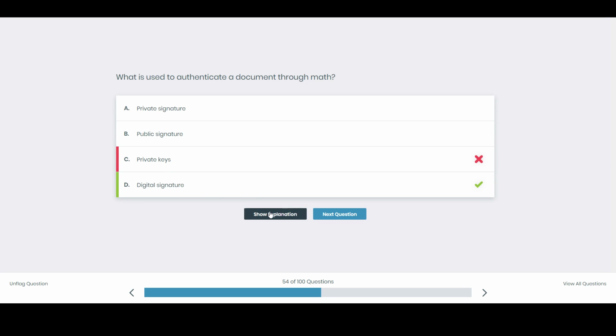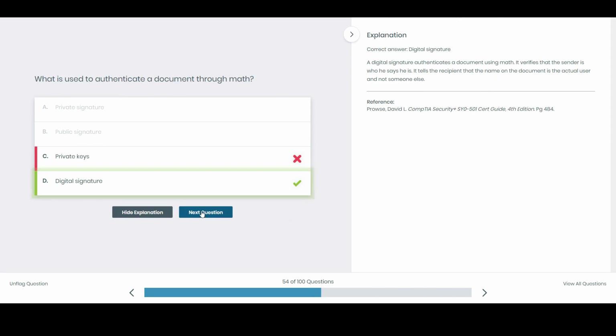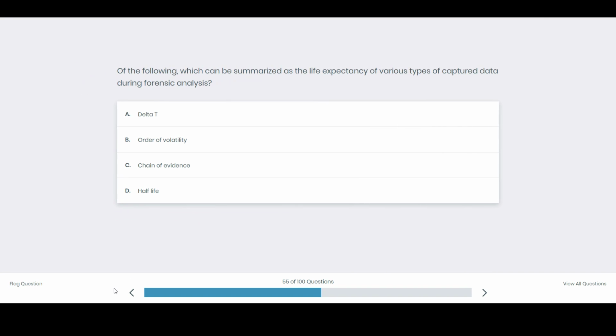Oh, digital signature. Yeah, I didn't know this, to be honest. Digital signature authenticates and verifies that the sender is who they say they are, and tells the recipient that the name of the document is the actual user. Digital signature authenticates a document. Okay, gotcha.